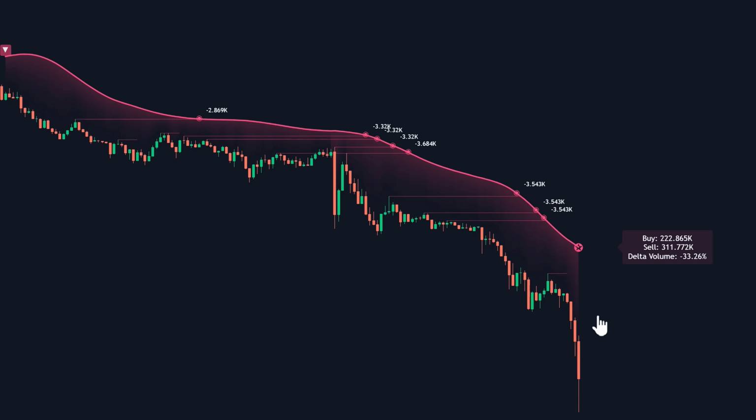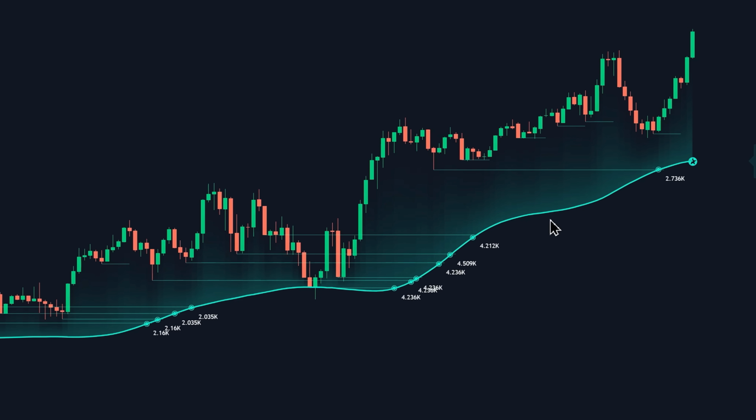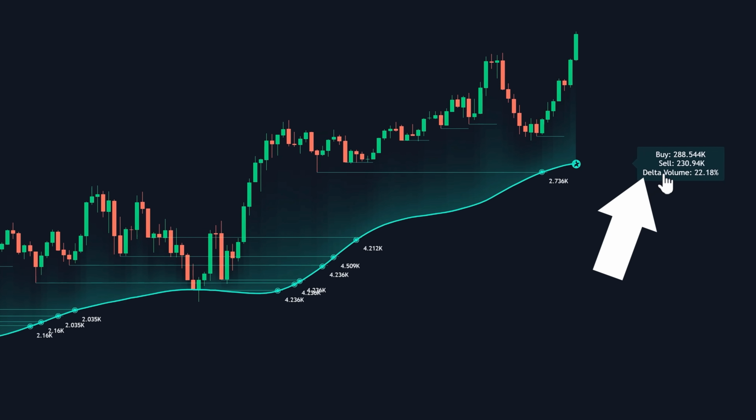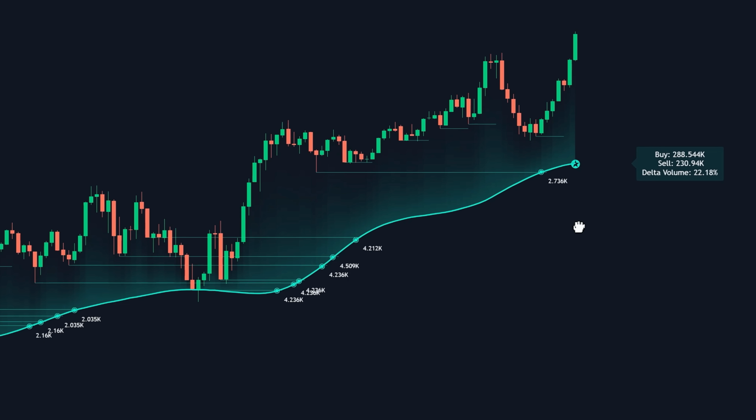For a bearish trend, the delta volume is supposed to be negative. The more negative this value is, the higher the sell volume, which makes the market ideal for taking short positions. Conversely, in a bullish trend, like here, the delta volume is gonna be positive. The bigger this number, the higher the buy volume, making the market ideal for long positions.